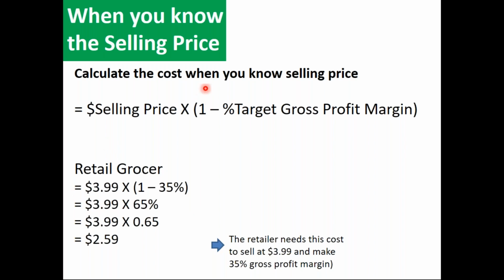The math is really simple. It's the selling price times 1 minus their target gross margin. So this example will be $3.99 times 1 minus 35%. Remember I said a retailer likes to make 35% margin. So 35% is simply 0.35, and 1 minus that is 0.65. So there's that $2.59 selling price to the retailer we had arrived at earlier.